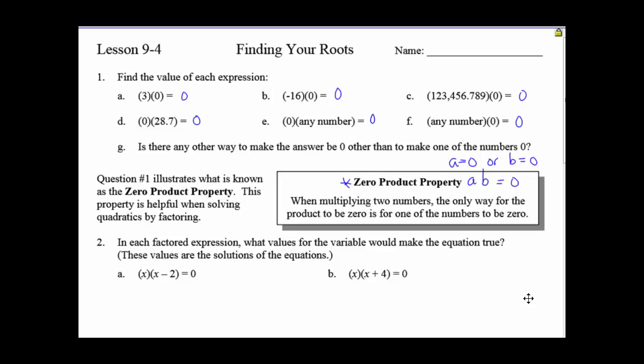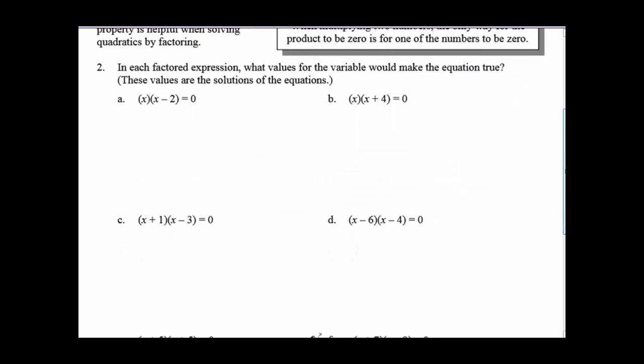So when we look at number 2, A, in each factored expression, what values for the variable would make the equation true? These values are the solutions to the equations that we're looking for, or the roots, or the x-intercepts. So we have x times x minus 2 equals 0. We need to figure out what can we plug in for x to make it 0, because we know that this needs to be 0, or we know that x minus 2 needs to be 0. So the best thing to do is just take both factors and set them equal to 0.